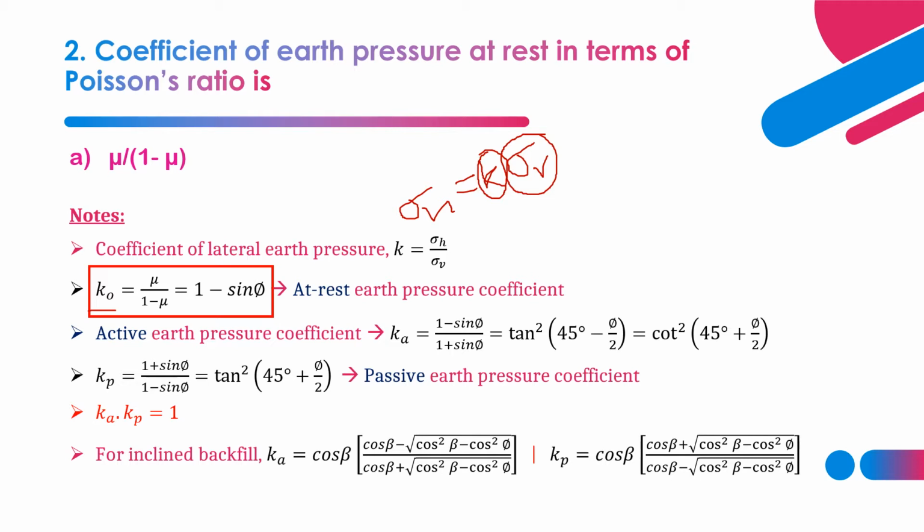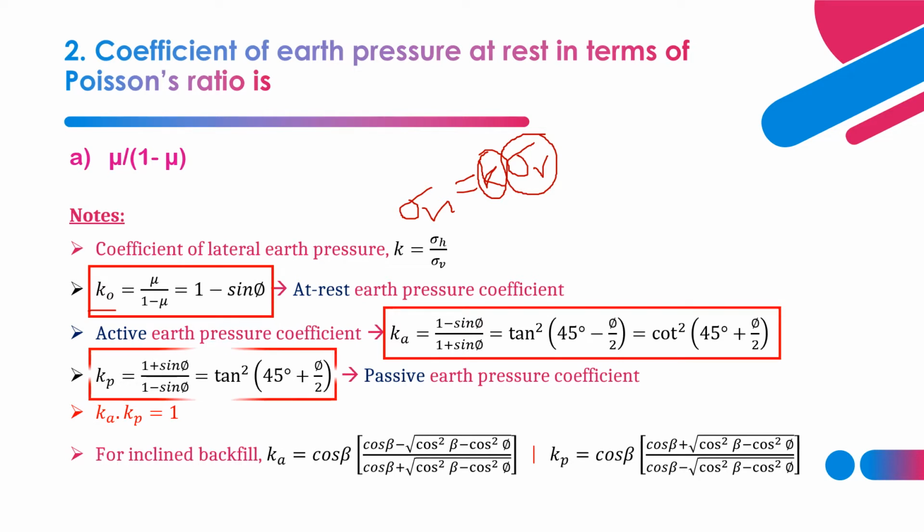And moving on to the active earth pressure coefficient, that is denoted by K suffix A, that is nothing but K is equal to 1 minus sine phi by 1 plus sine phi. So this is the coefficient of active earth pressure, 1 minus sine phi by 1 plus sine phi, where phi is nothing but the angle of internal friction. It can also be denoted by tan square 45 minus phi by 2, or we can call it cot square 45 plus phi by 2. So this is the coefficient of active earth pressure.